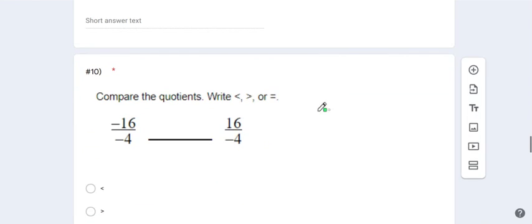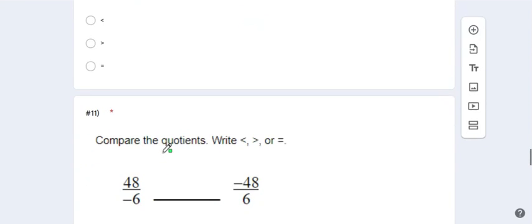Number 10, I'm going to compare here. Compare the quotients. So negative 16 divided by negative 4, same signs positive. 16 divided by 4 is 4. So the left side's 4. Now let's see the right side. 16 divided by negative 4, different signs negative. 16 divided by 4 is 4. So I get negative 4. So which of these is bigger, 4 or negative 4? You should say 4, right? So I need the greater than symbol.